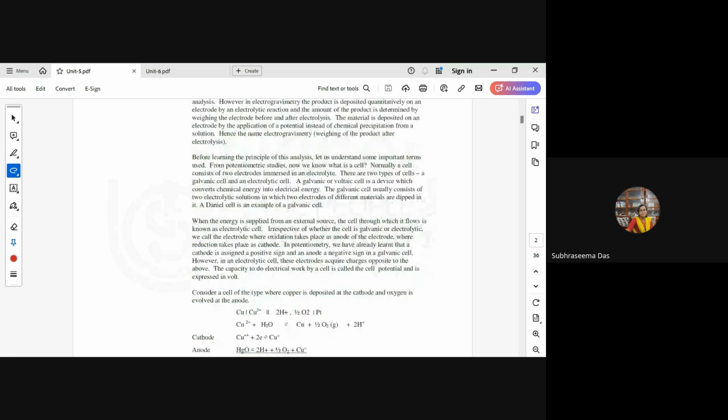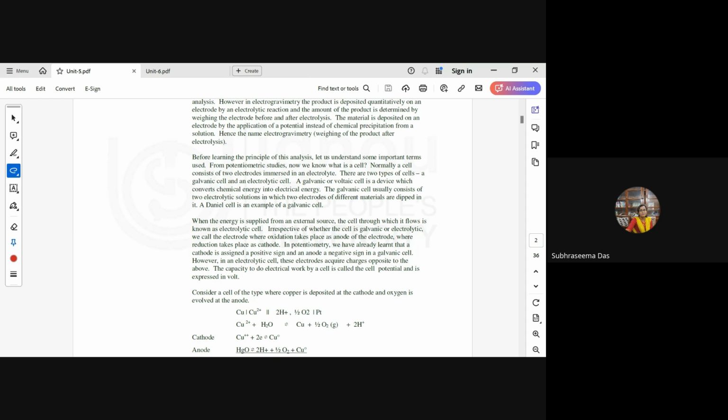Now, in an electrolytic cell, energy is supplied from an external source. Irrespective of whether the cell is galvanic in nature or electrolytic in nature, the electrode where the oxidation occurs is called the anode, and where the reduction occurs is called the cathode. So this terminology is irrespective of the type of the cell that has been used. In general, we can say the electrode where oxidation occurs is the anode, and where reduction occurs is the cathode.